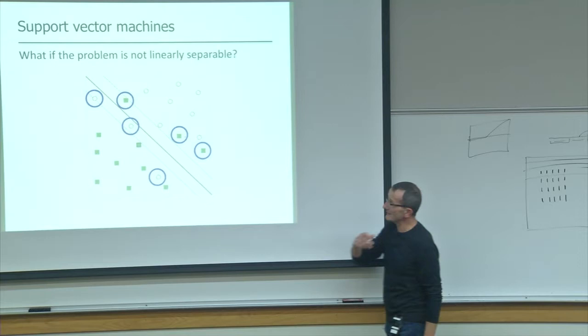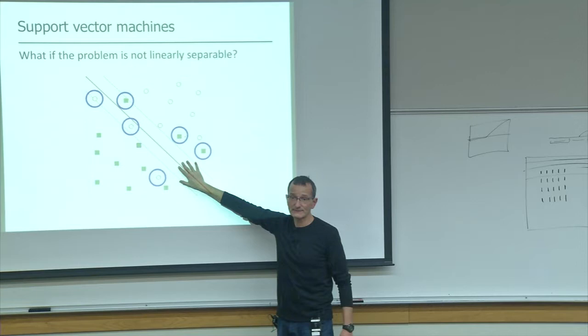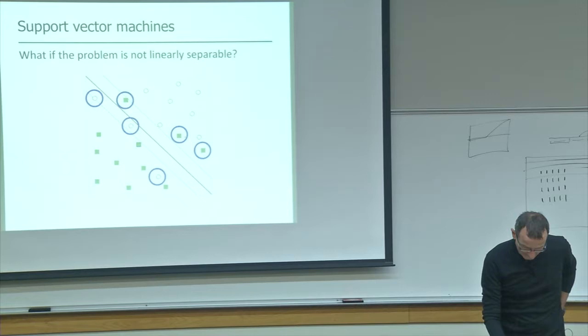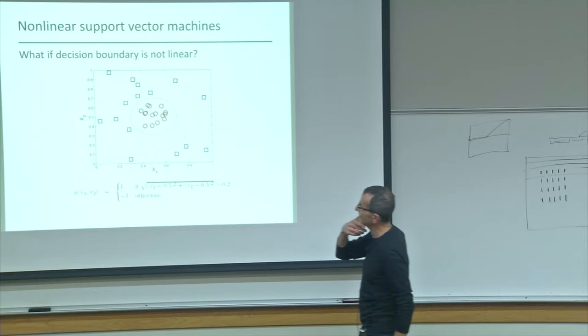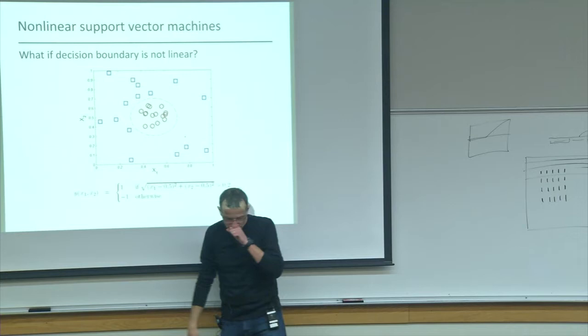Based on that, you tend to ignore some of those points, and you still look for the support vectors over here. That's one way to do it. But the most powerful way with support vector machines is another way of dealing with non-separability: taking the points in that space and projecting them to a higher dimensional space in which things are separable.